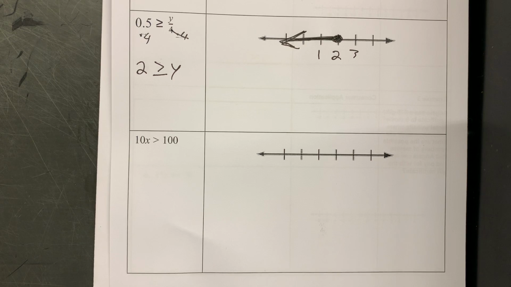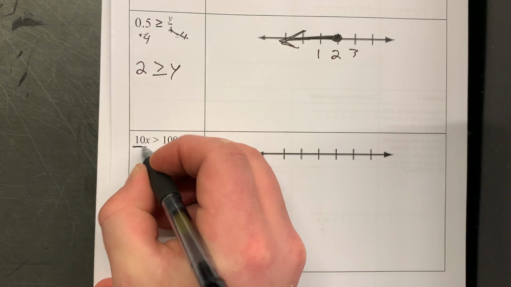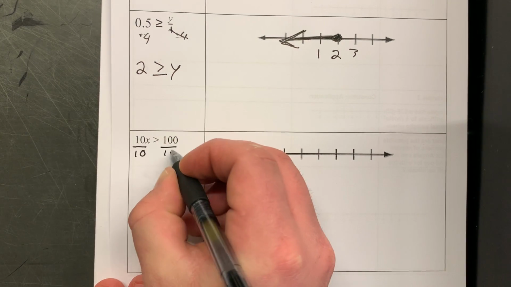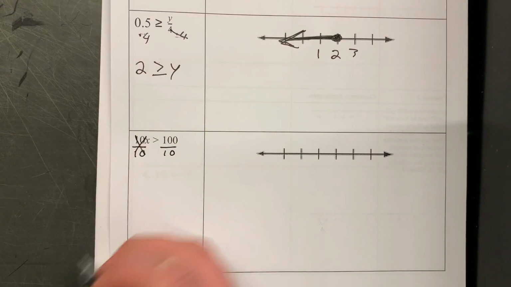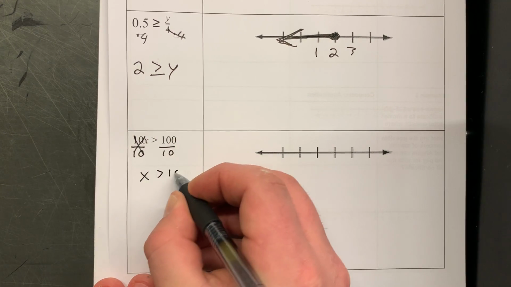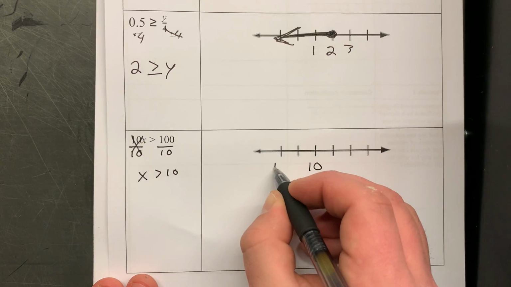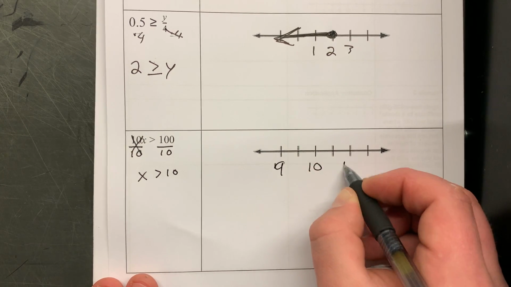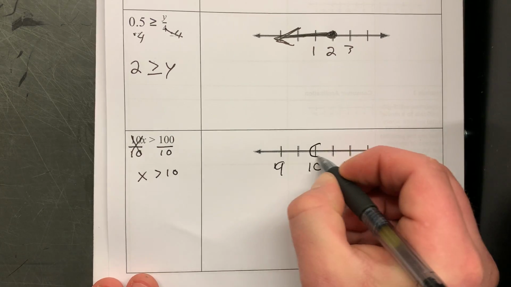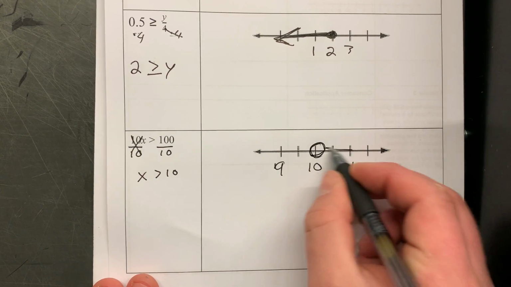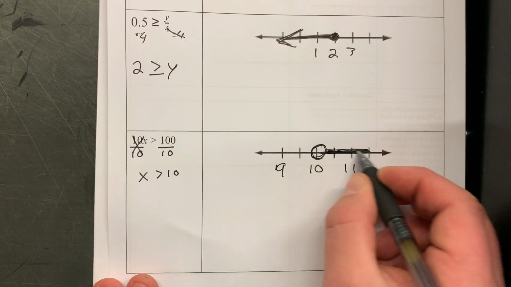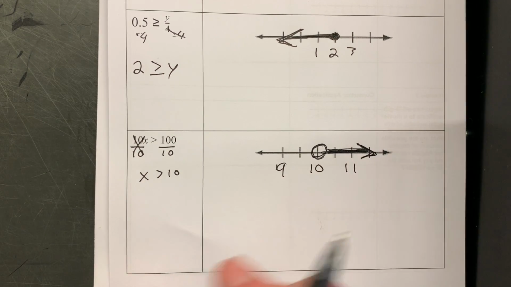10x is greater than 100. Again, just simple division. That's going to undo the multiplication that's happening here. These cancel out. I'm left with x is greater than 10. Let's put this here, 10, 9, and 11. X has to be greater. Greater does not start with an L, so we're going to the right. Greater has an R in it. Think about it that way too, whatever works in your brain. It's open because we don't have an equals, greater than or equal to sign.